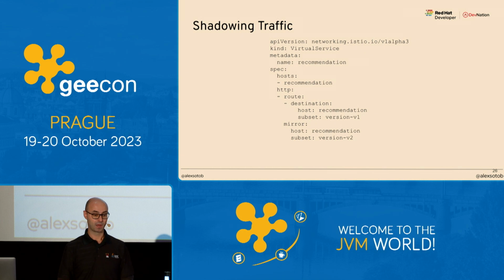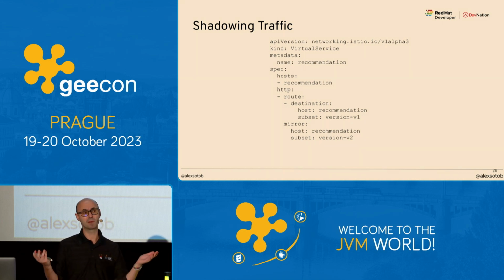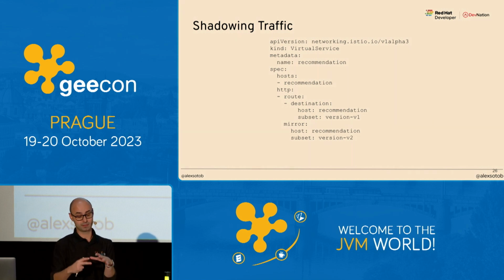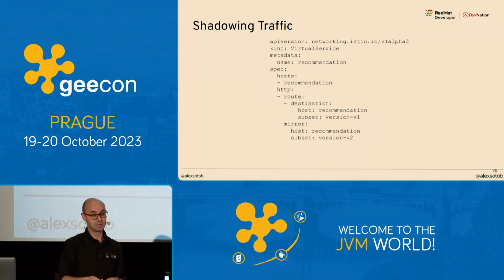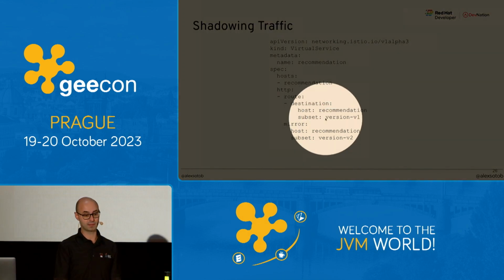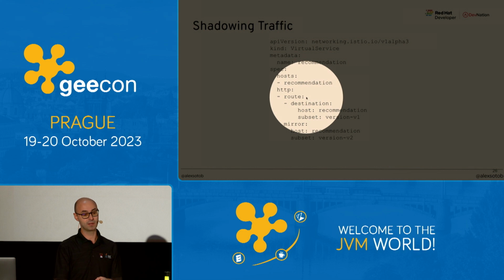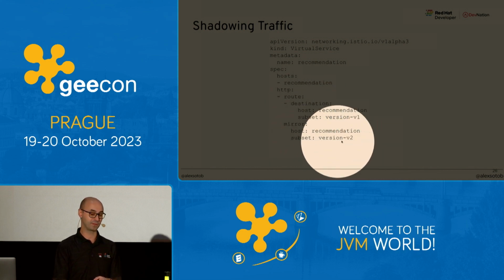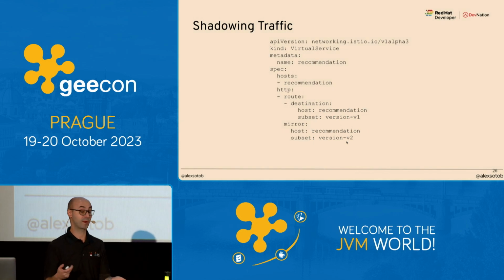How about shadowing traffic? We cannot implement shadowing traffic in Kubernetes. Yeah, we can create another pod that acts as a proxy, and then this proxy sends traffic to both pods and so on. But it's not something Kubernetes native. So how about this? If I could have an object that I say, look, I've got a service recommendation. I want to send the traffic to V1, but also I want to mirror the traffic to V2. That would be great, right?